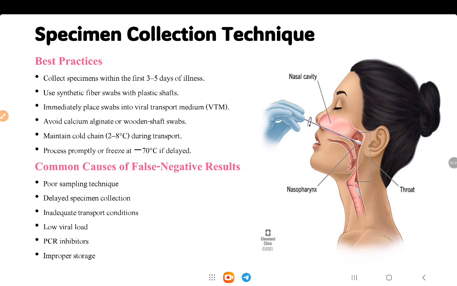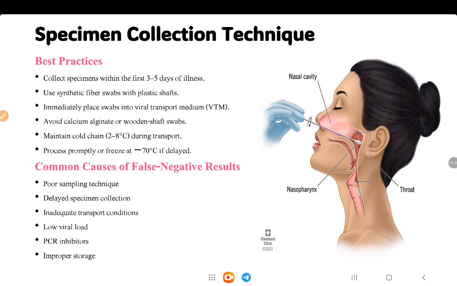A common cause of false negative results may be poor sample technique, delayed sample collection, inadequate transport conditions, a low viral load, inhibitors in the PCR, or improper storage of the sample which you collected. All these sources can lead to false negative results.